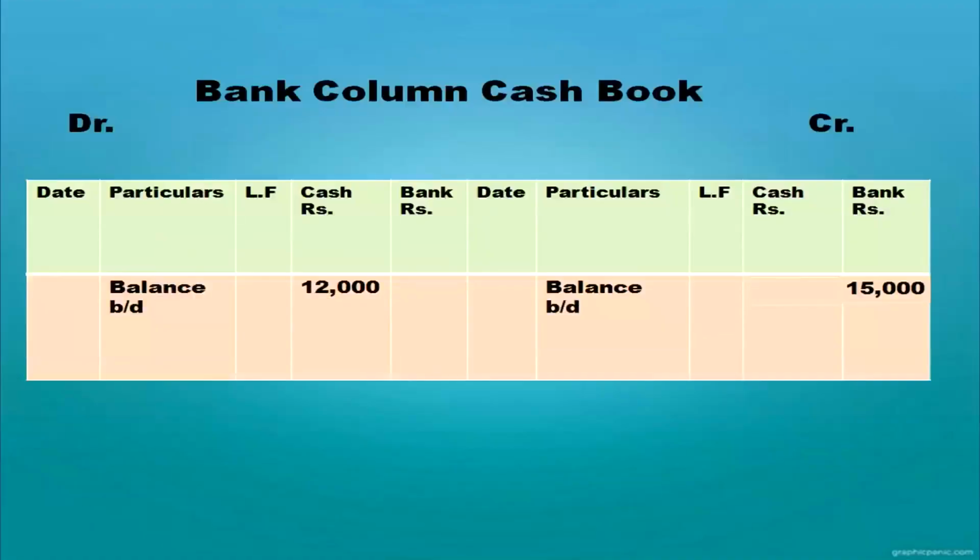12,000 as opening balance in the cash column, brought down amount in the cash column 12,000, and bank overdraft of rupees 15,000 is recorded on the credit side. The extra amount you have withdrawn from the bank, over and above your balance, will be repaid by you after some time. So, this is an overdraft. It will be posted on the credit side of the bank column of the cash book.